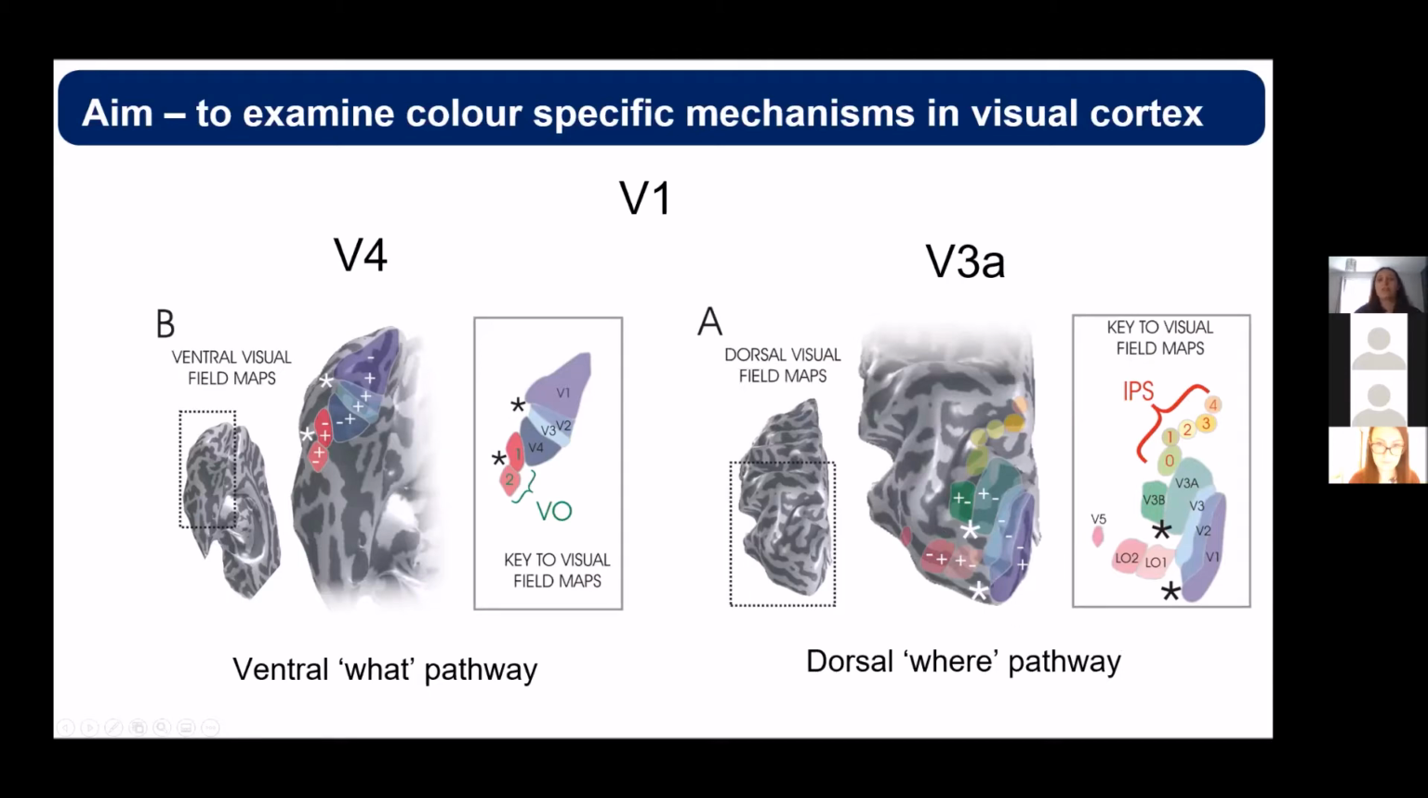These are both good areas to look at because they share the same topography and hierarchical position, both being located next to V3 here. You can see V1 here is at the start of both of these streams. So consistent with the what and where pathway idea, V4 has for a long time been considered specialised for colour, and V3A is most commonly associated with motion selectivity.